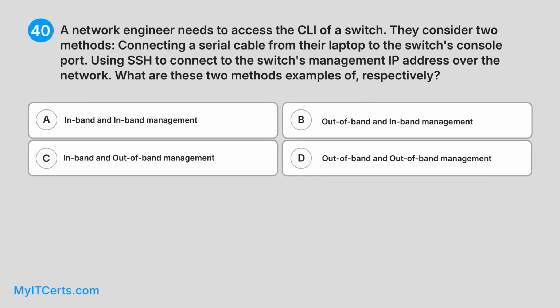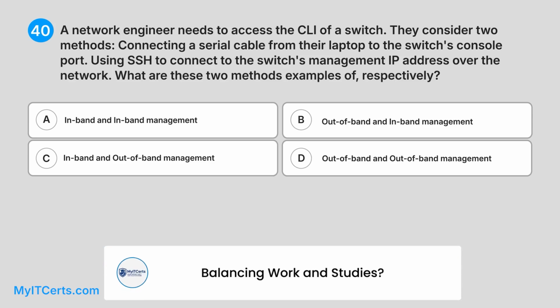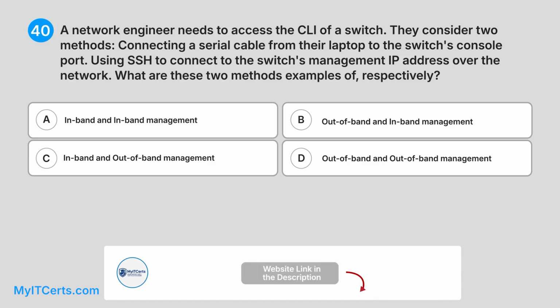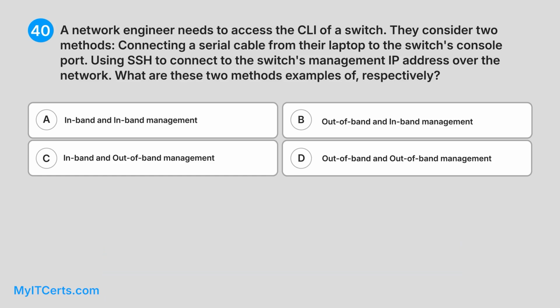40. A network engineer needs to access the CLI of a switch. They consider two methods: connecting a serial cable from their laptop to the switch's console port, and using SSH to connect to the switch's management IP address over the network. What are these two methods examples of, respectively?